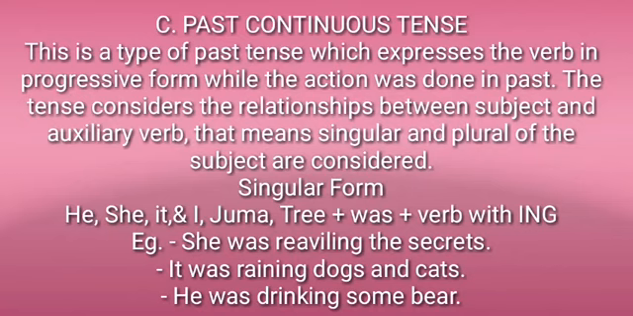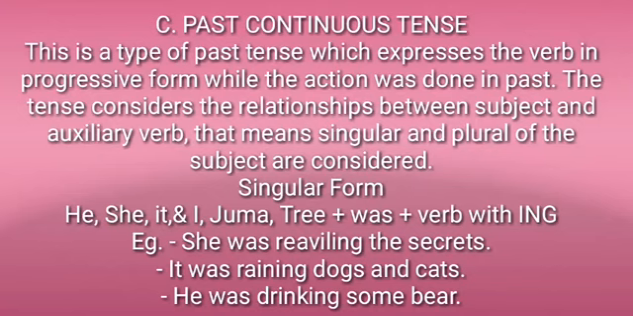Now we are continuing discussing past tense, and today we are going to the third category of past tense, known as past continuous tense. This is a type of past tense which expresses the verb in a progressive form while the action was done in the past. The tense considers the relationships between the subject and the auxiliary verb. That means the singular and the plural of a subject are considered.